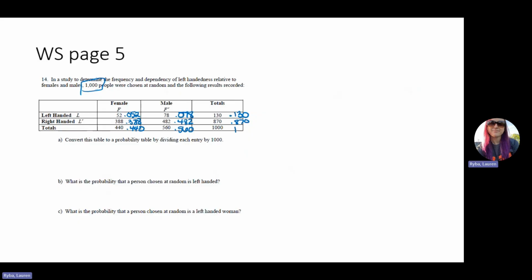So now that we've done that, we can very easily find our probabilities. First one says, what's the probability that a person chosen at random is left-handed? Well, left-handed, total, 0.130. What's the probability a person chosen at random is a left-handed woman? Well, there were 52 out of 1,000, 0.052.